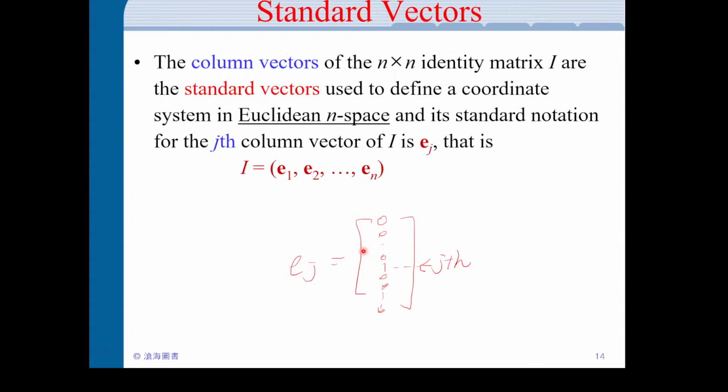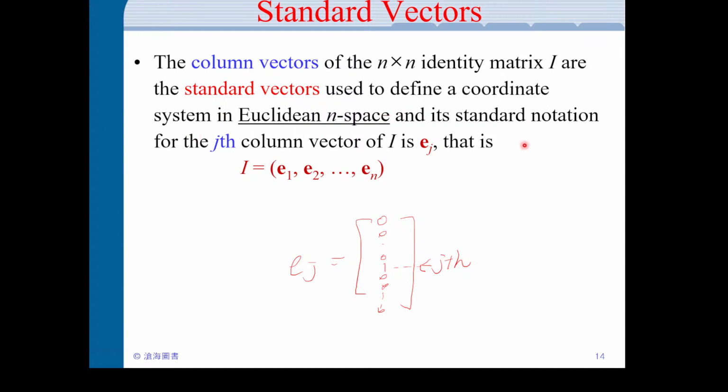And from the identity matrix, we also smuggle in more notation. We have standard vectors. Here we have a funny definition: they are the column vectors of an identity matrix. The column vectors of the n by n identity matrix are the standard vectors in the Euclidean n-dimensional space.